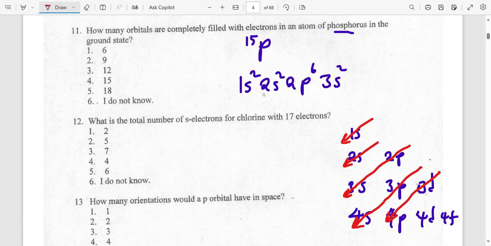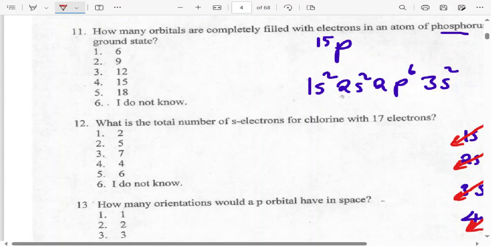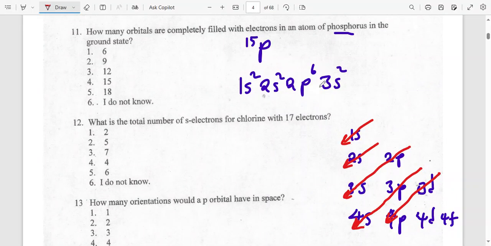Anyone? What do you think would be the next orbital to fill? I've already written for you here. So all you are doing is just pointing at what I've already written. So the next one after the 3s you are filling is the 3p.